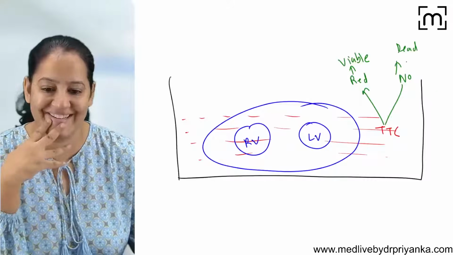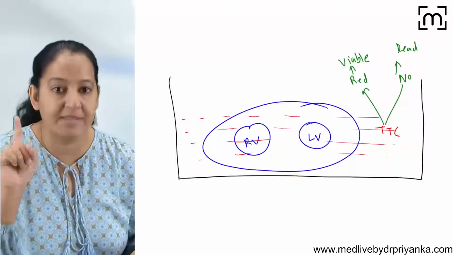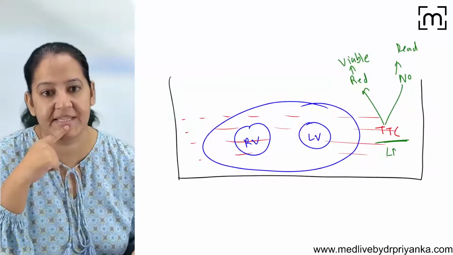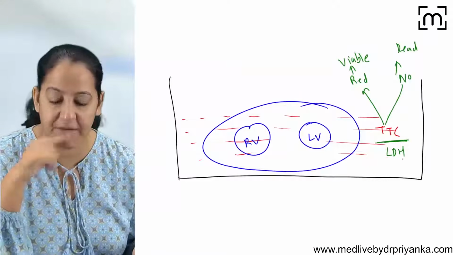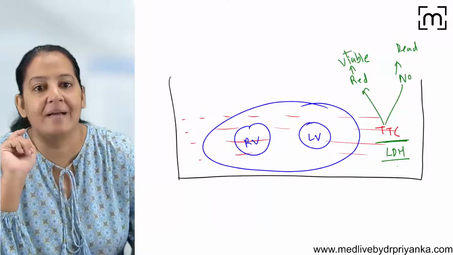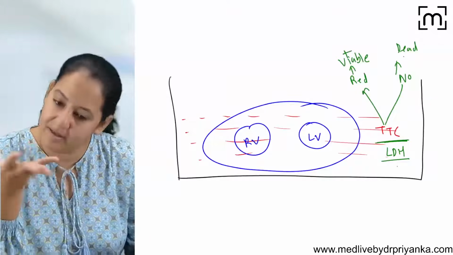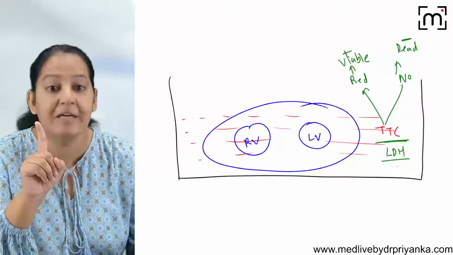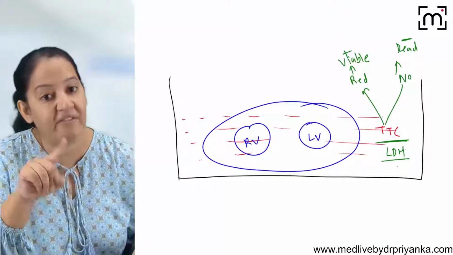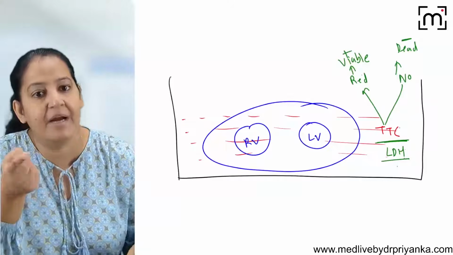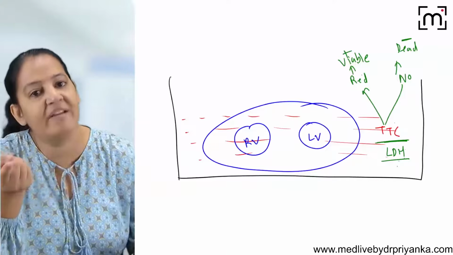It doesn't go inside the dead cell because TTC binds with an enzyme, the dehydrogenase enzyme, lactate dehydrogenase enzyme, LDH. Dehydrogenase enzyme is present in the viable cell. Since the dead cell is ruptured, the enzyme has leaked out and they don't have this enzyme. That's why TTC doesn't bind with it. So TTC is a red color dye giving red color only to viable cells because they have the enzyme.